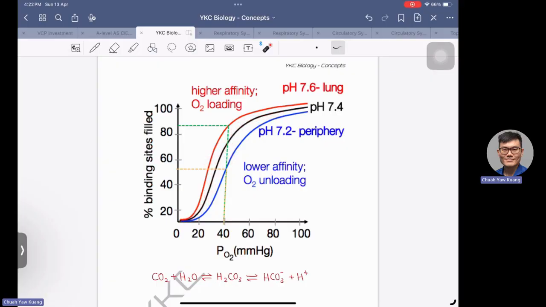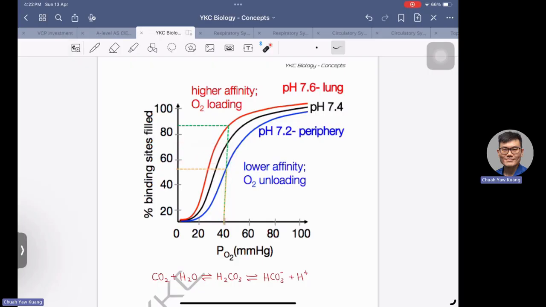So how can we analyze this? When the partial pressure of carbon dioxide is high and pH is lower, the graph will be shifted to the right. So this means that at the same partial pressure of oxygen, the saturation percentage of the hemoglobin will be lower. This indicates that more oxygen is released from the blood and supplied to the body cell.